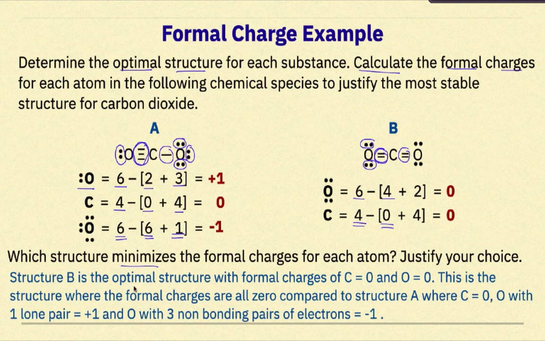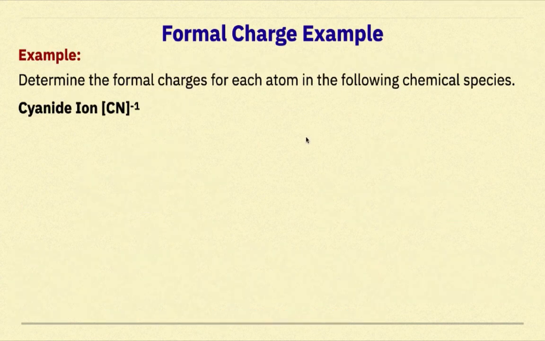So structure B is the optimal structure with formal charges of carbon equaling 0 and oxygen equaling 0. This is the structure where the formal charges are all 0 compared to structure A where carbon is equal to 0, oxygen with 1 lone pair is +1, and oxygen with 3 non-bonding pairs of electrons is -1. We want to pick the structure that is closest to 0. Let's look at our next example.